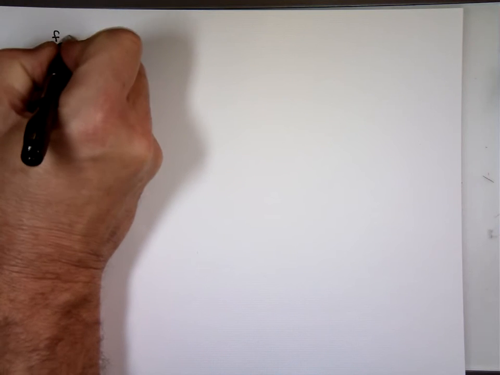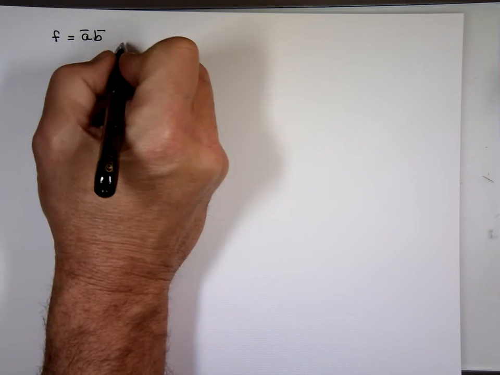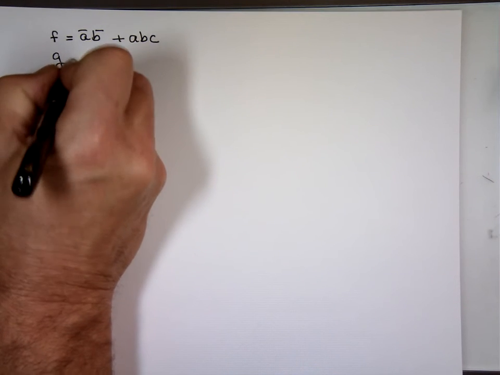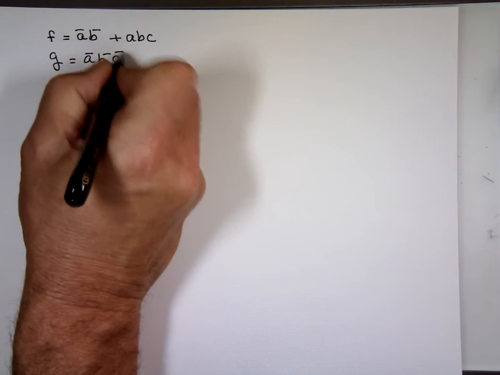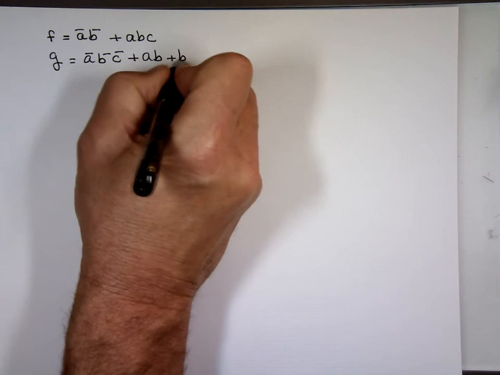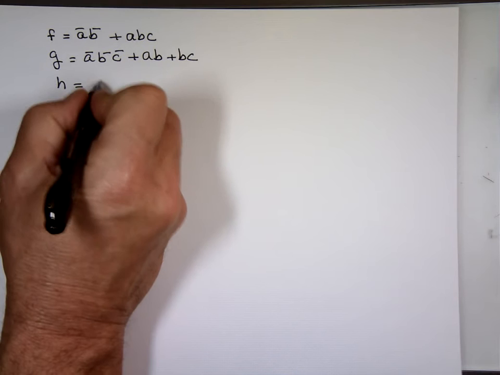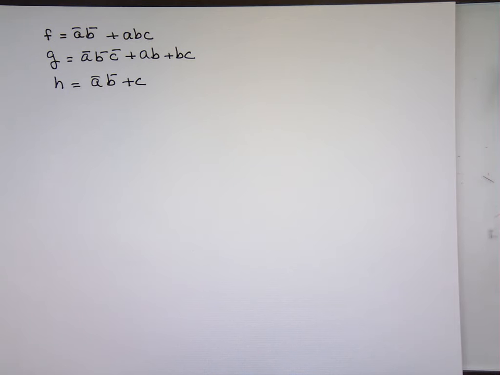So for example, let's say you have these expressions. F equals A bar B bar plus ABC. G equals A bar B bar C bar plus AB plus BC. And H equals A bar B bar plus C.